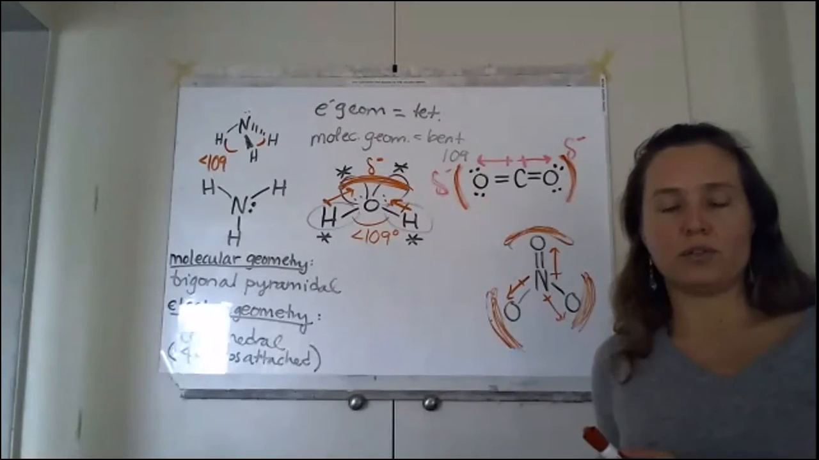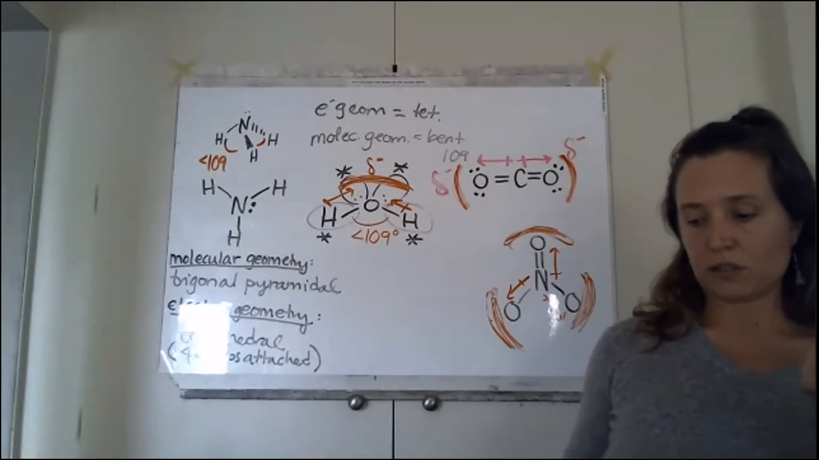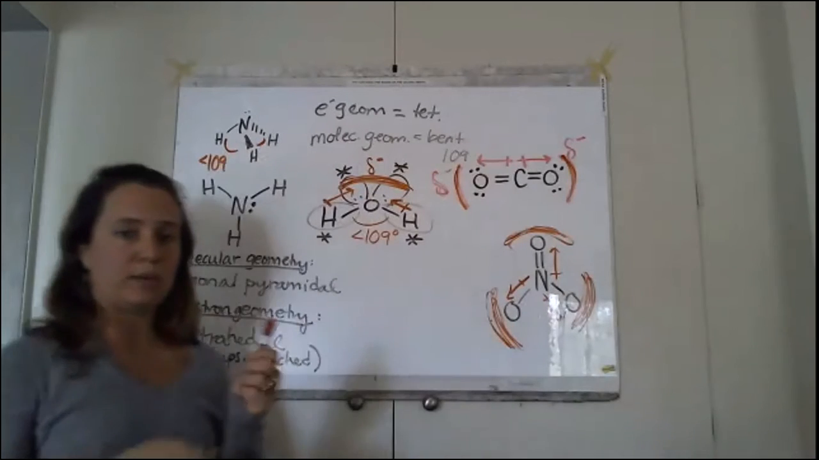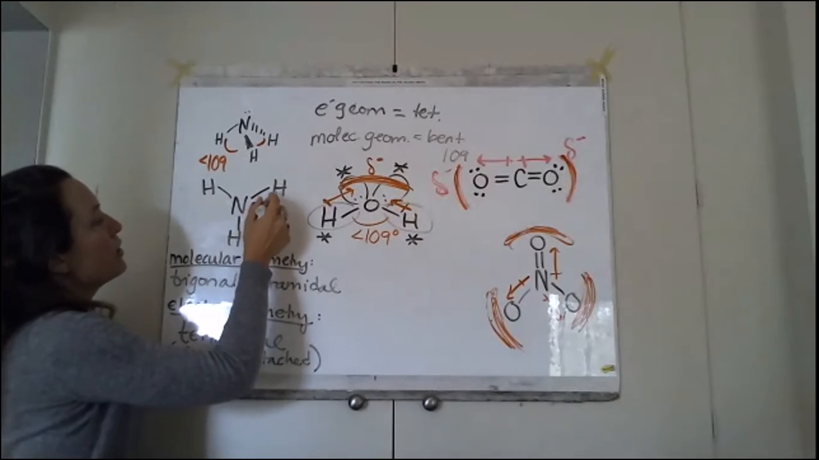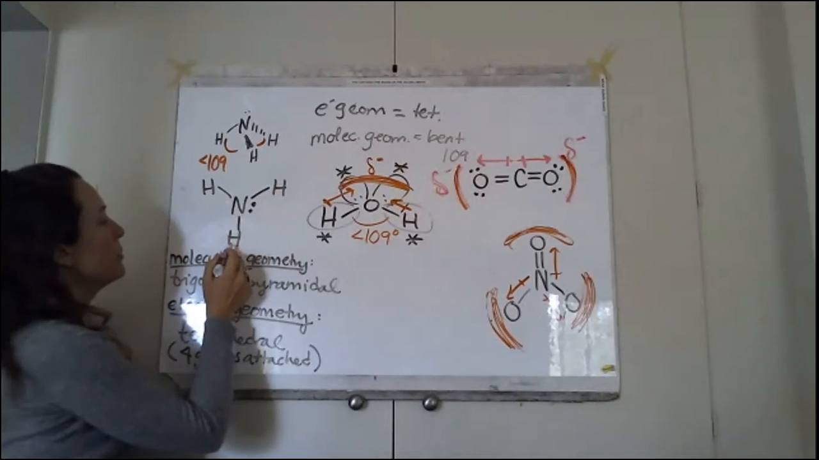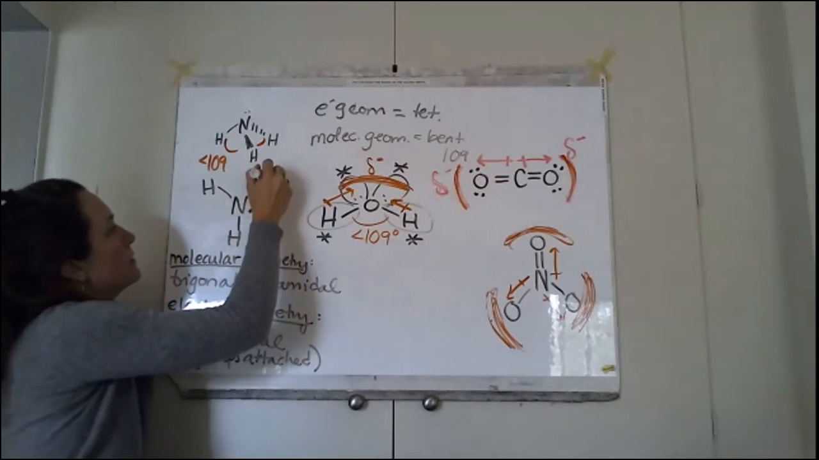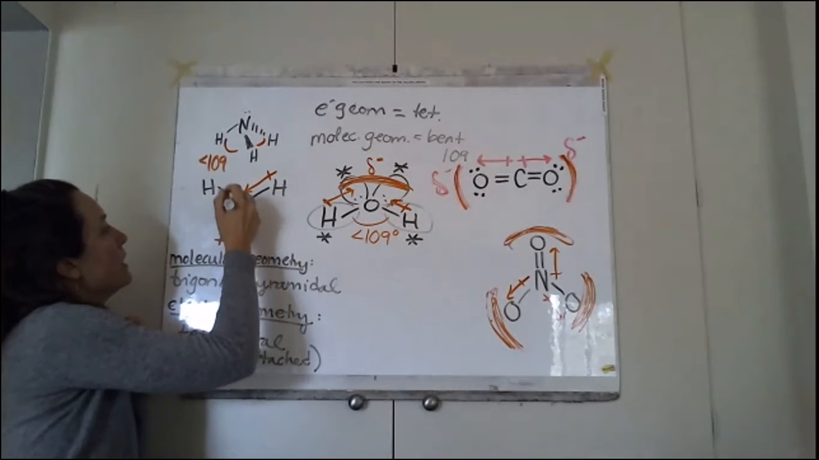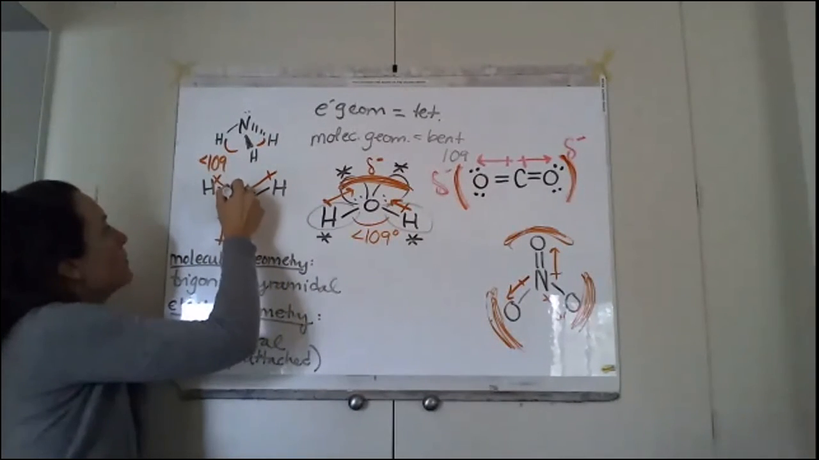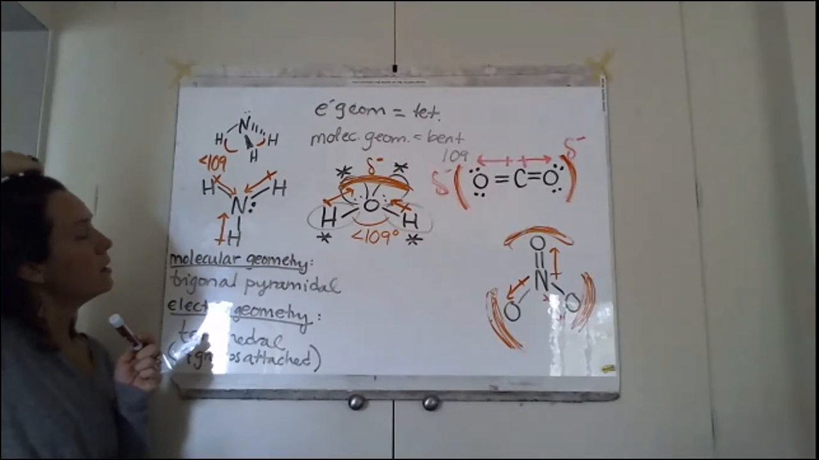And so we can draw vectors on the polar bonds, right? Like this. So are they going to point toward the nitrogen or are they going to point toward the hydrogen? Toward the nitrogen. And there are 3 of them. So it's polar as well. Okay, cool.